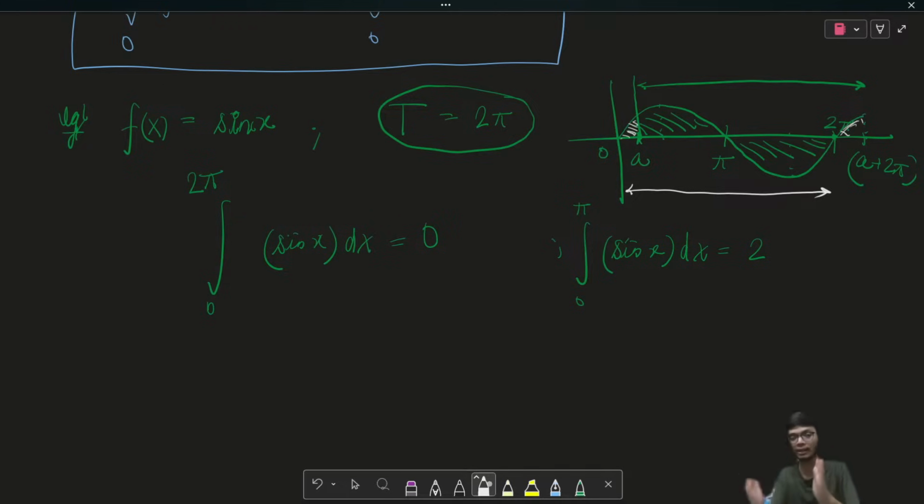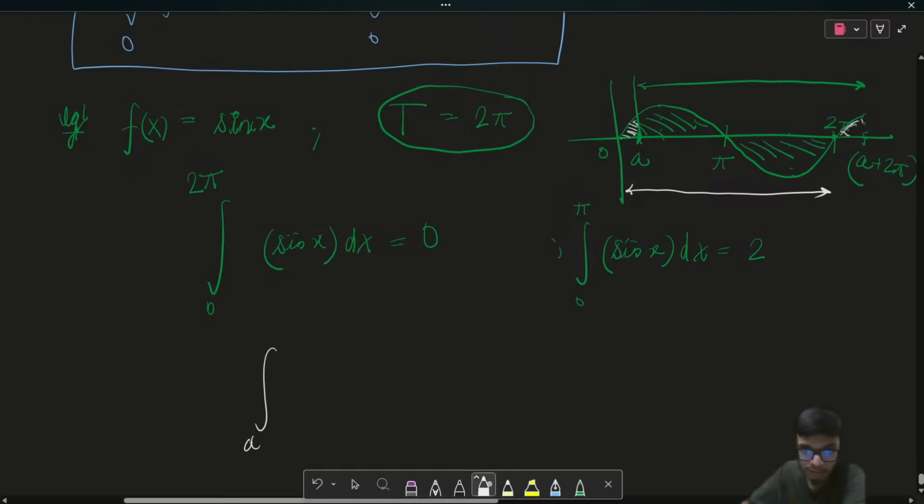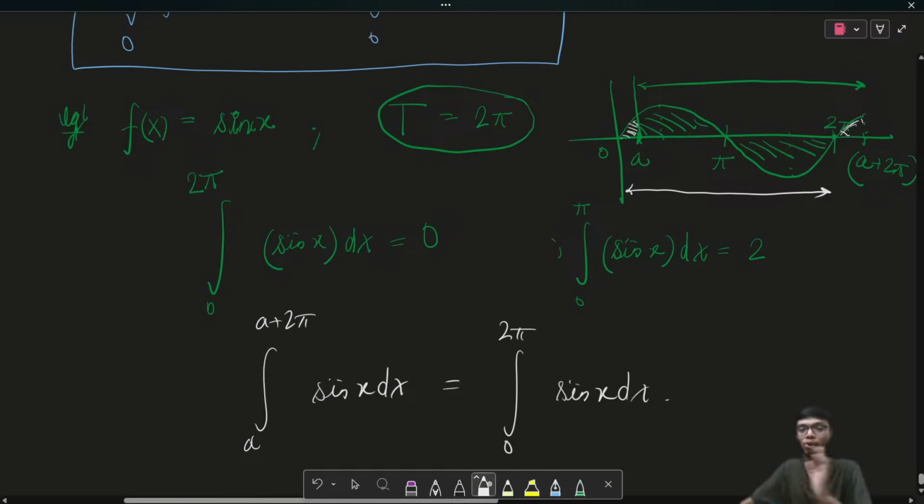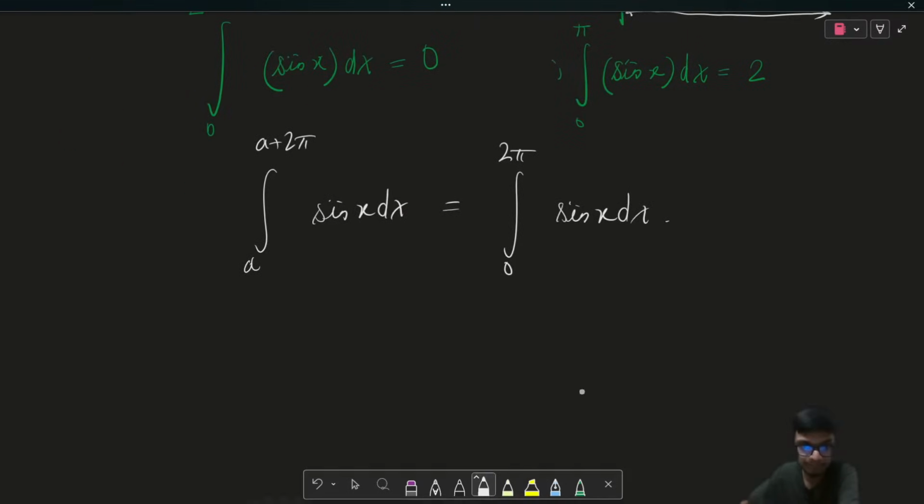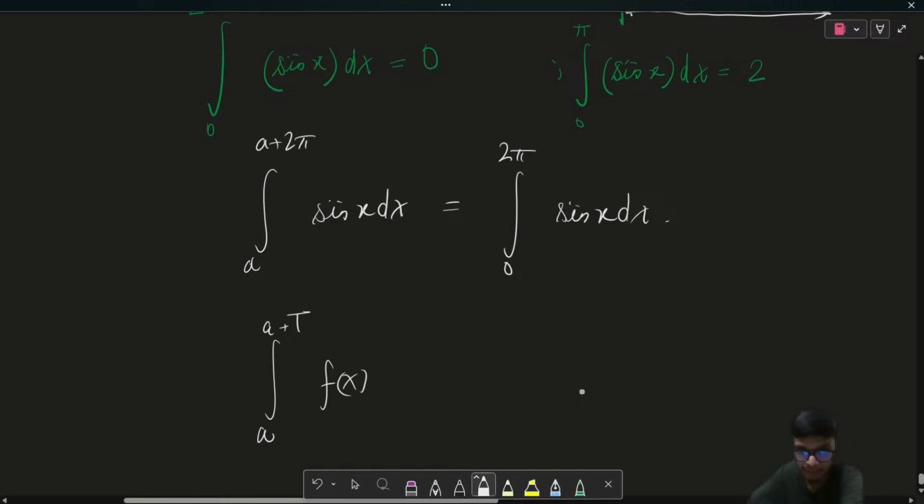When you're shifting and the interval remains the same, you can have the same value of the integral by changing the limits as well. So what I'm trying to say is that if I have the integral from a to a plus 2 pi of sin x dx, this result is the same as from 0 to 2 pi of sin x dx, right? This is true for any general periodic function. That is, the integral from a to a plus T of f of x dx, where T is the fundamental period of the function, can be written as the integral from 0 to T of f of x dx.